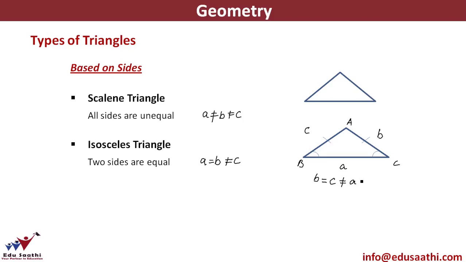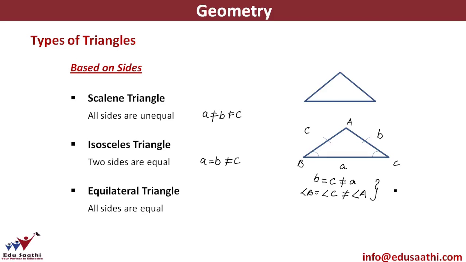An important thing to remember is, if two sides are equal, the angles opposite to equal sides are also equal. Very, very important. So if sides b and c are equal, the angles opposite to equal sides are also equal. If the sides are not equal, the angles opposite to the sides are also not equal. So this is a very, very important thing that you have to take care of while you are doing properties of sides of a triangle.